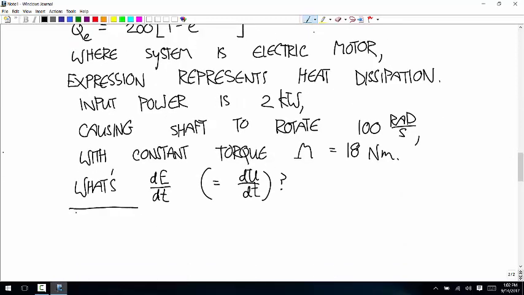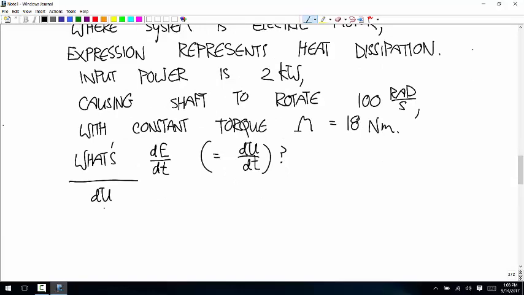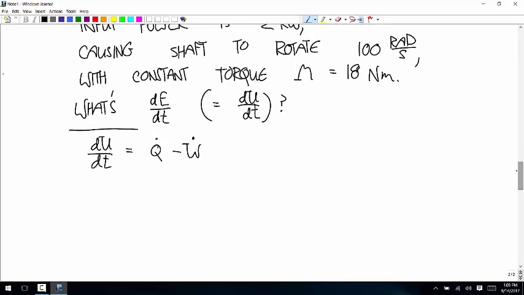Okay, so we're going to use this equation that says dU/dt is equal to Q dot minus W dot. For Q dot to be positive, that has to be heat added to the system. This is lost from the system, so Q dot is negative Q emitted, so that's negative 200 times the quantity 1 minus e to the negative 0.05 t.